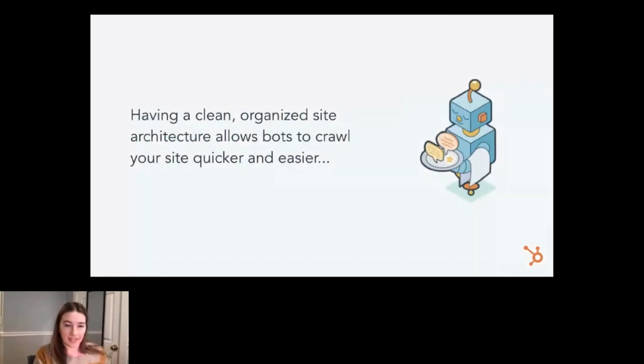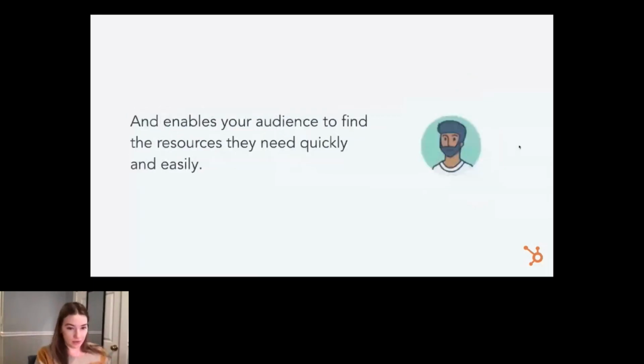One of these is for the search engine: subtopic content linking to the pillar page also bolsters the pillar page's authority in Google's eyes. Having a clean and organized site architecture allows bots to crawl your site more easily. And then for the human, this site architecture organizes your content and makes it easy for humans to find what they are looking for on your website.